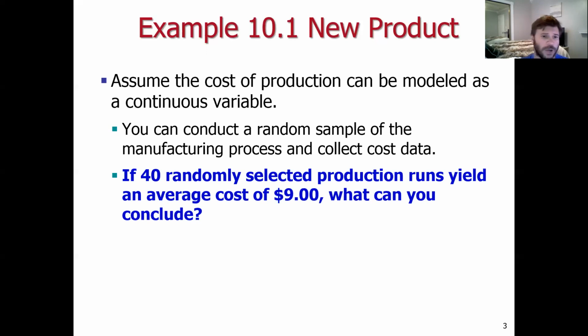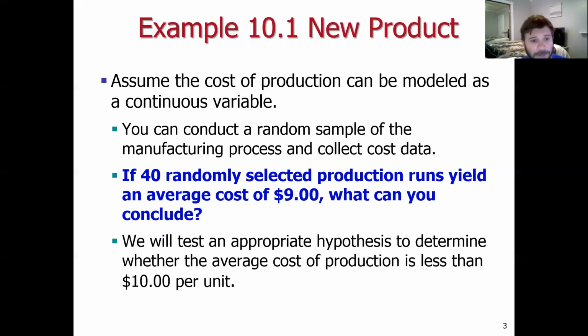Well, it's kind of difficult to conclude anything at this point because if we had selected 40 different end products off the production runs, the average is going to move around a little bit. There's some sampling noise here. So I guess the question is, is this $9 a fluke, or are we actually underneath the required $10 threshold to bring this product to market? In order to answer this question, we're going to have to think about testing an appropriate hypothesis to determine whether or not that $9 sample mean that we saw is sufficiently far enough below the $10 requirement.